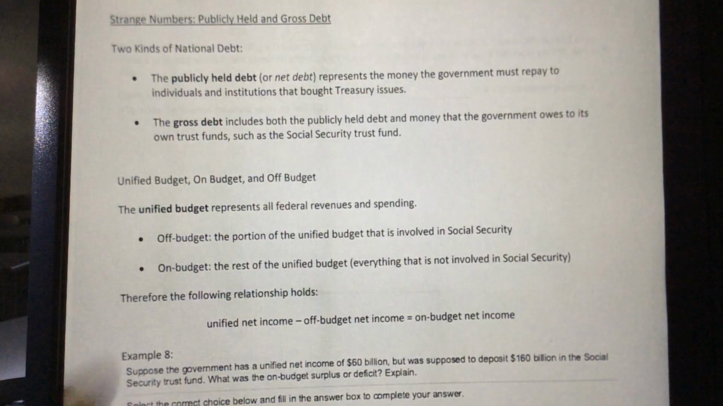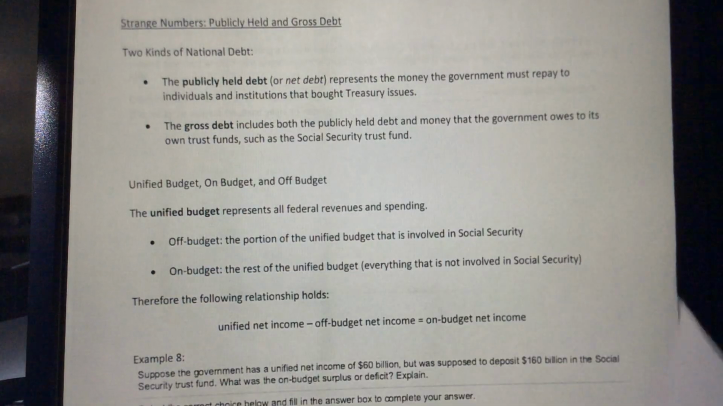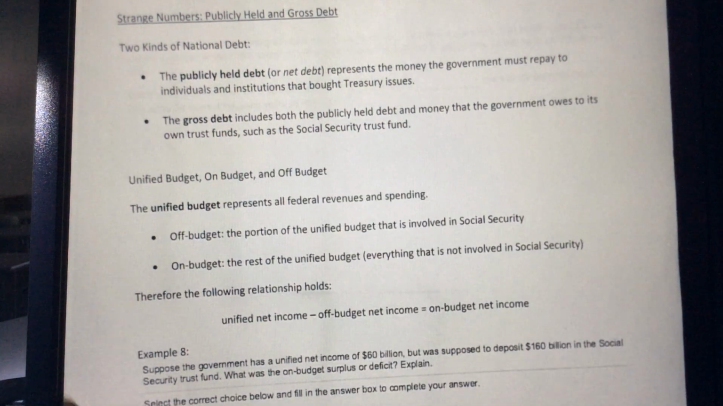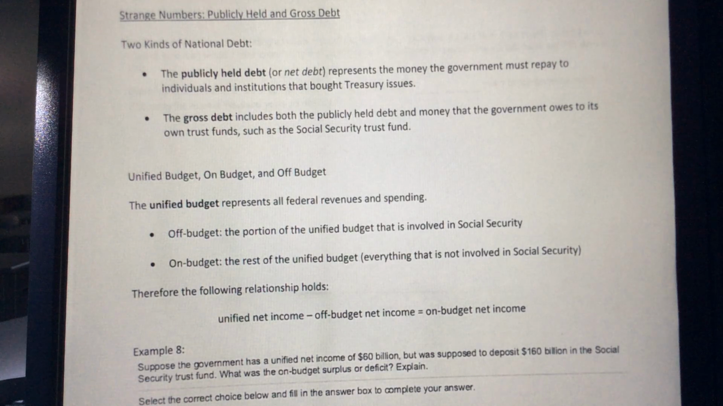All right, next we'll look at strange numbers, publicly held gross debt. There are two kinds of national debt. One of them is publicly held debt or net debt. That represents the money the government must pay to individuals and institutions that bought treasury issues. And then the gross debt would include both the publicly held debt and money that the government owes to its own trust funds, such as the Social Security Trust Fund.